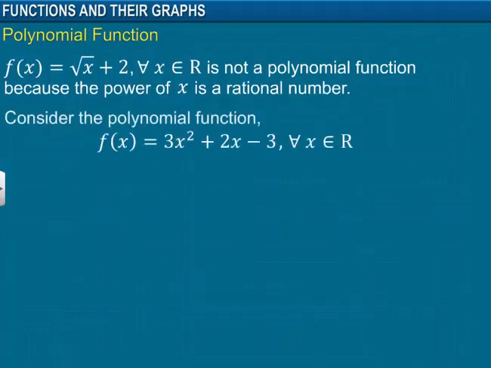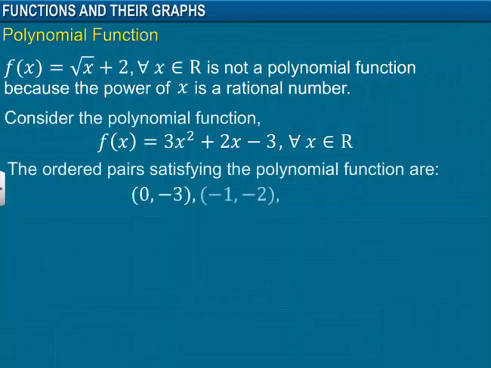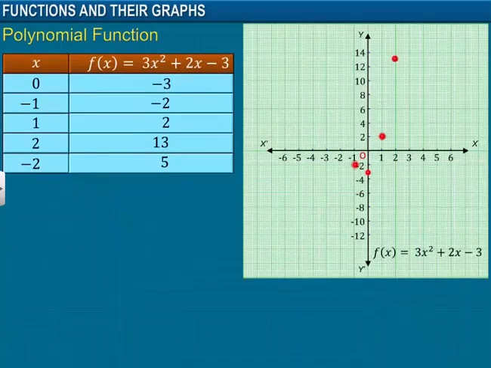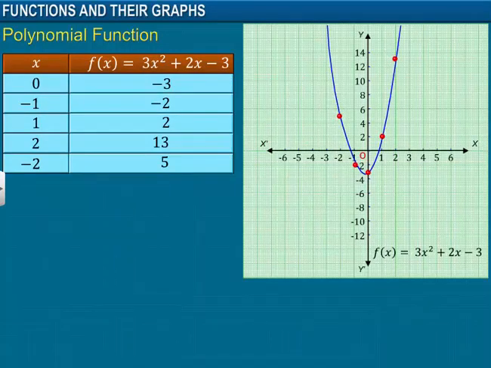Let us now consider the polynomial function f of x is equal to 3x squared plus 2x minus 3 for all x belonging to the set of real numbers. Some ordered pairs satisfying the polynomial function are. On plotting these points on the Cartesian plane and then joining them, we get the graph of the polynomial function f of x is equal to 3x squared plus 2x minus 3 for all x belonging to R as shown.